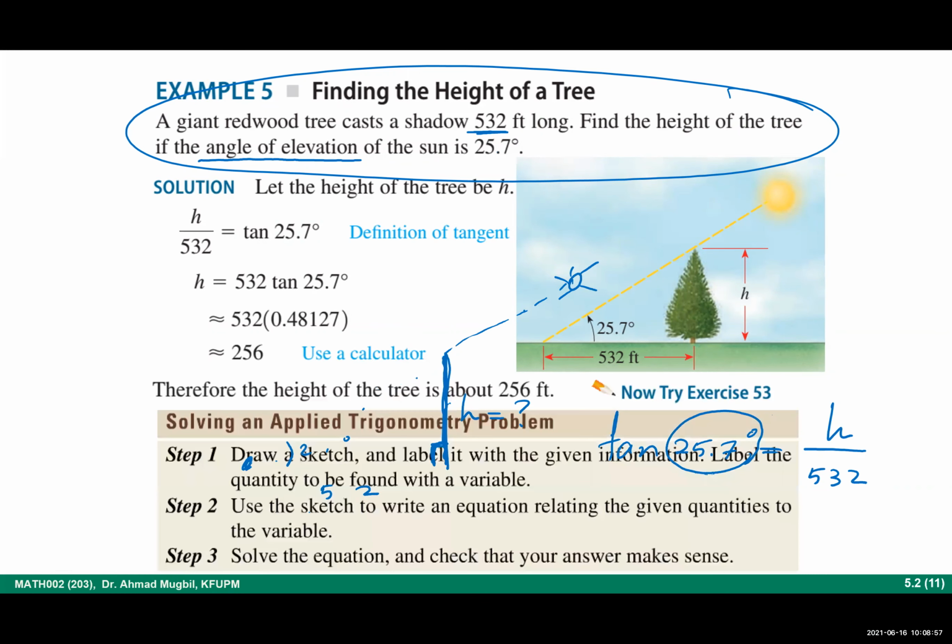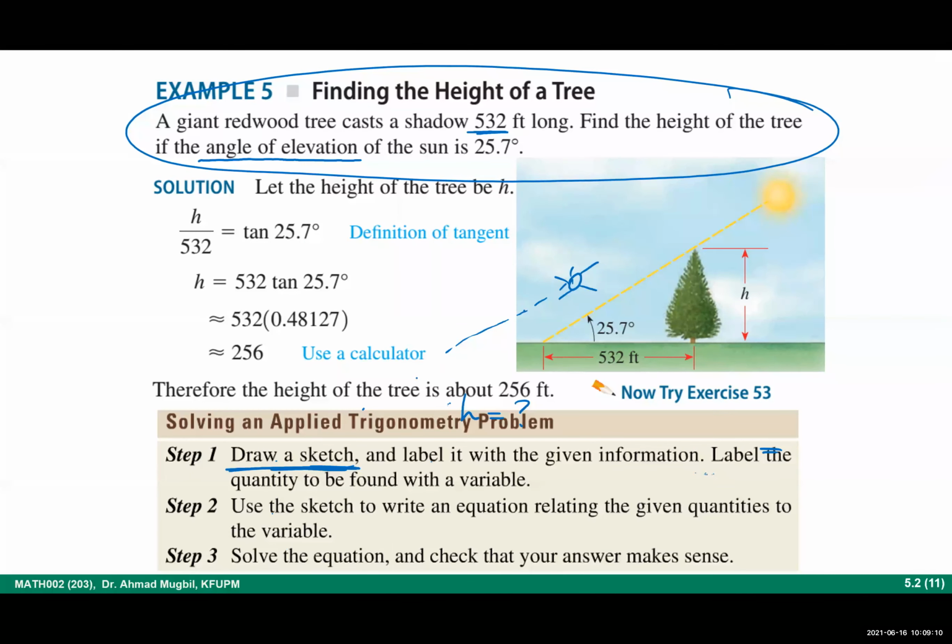The strategy, ya shabab, for solving such kinds of problems is what? Sketch a diagram, sketch a figure, okay? Then label your variables, your unknowns, what you want. Then use this sketch to write an equation that relates these quantities with your variable, and then solve it.